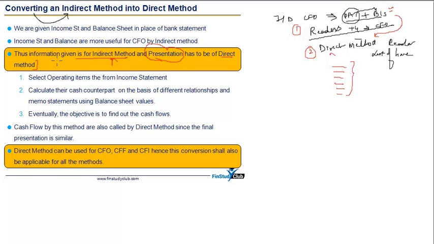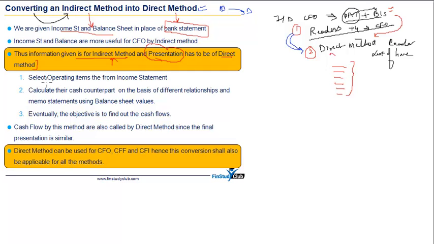So let's see what the slide has to say. It says we're given the income statement and balance sheet in place of a bank statement. Obviously, that's a typical direct method, and the income statement and balance sheet are the inputs required for the indirect method. So income statement and balance sheet are more useful for CFO by the indirect method, whereas this approach is a bridge between the indirect method and the direct method, wherein we will try and create a connect between the two. How do we do that?